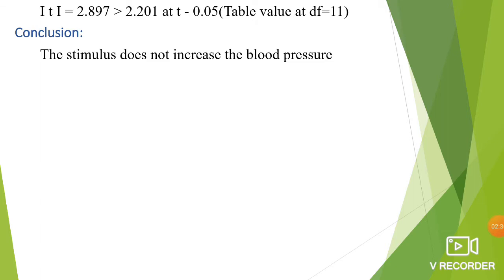If the calculated value is greater, the hypothesis is rejected. The hypothesis taken is that the stimulus increases the blood pressure. But we get the calculated value greater than the given value, so the hypothesis is rejected. Therefore, the conclusion is that the stimulus does not increase the blood pressure. So that is the way of solving the first problem.